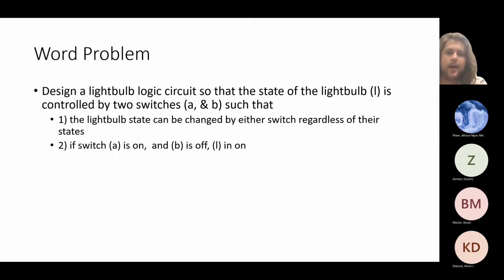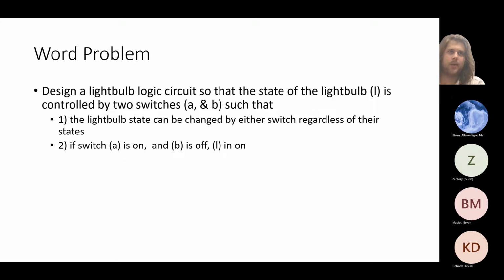Cool. Moving on, I know Dr. Bossi really likes word problems. So I came up with a new word problem that can hopefully prepare you for the exam tomorrow. Here I wanted to design a light bulb logic circuit where the state of the light bulb is controlled by 2 switches. So one example, this might be a household stairwell.